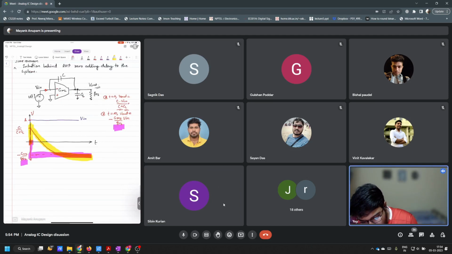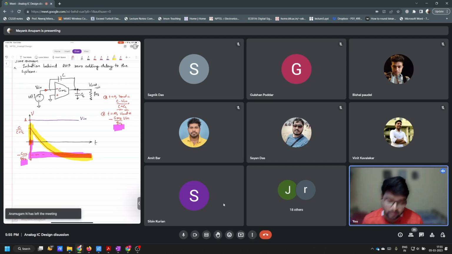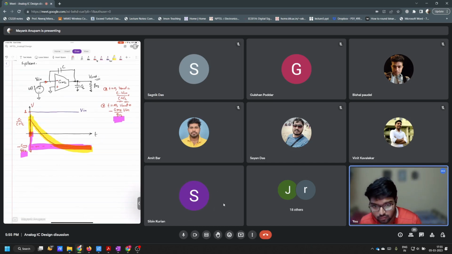You see, because of the 0, what happened? This is a right half plane 0, by the way. Because of this right half plane 0, this system actually moved in the wrong direction to where it should have gone, and then it realized that something is wrong, so it started coming back in the correct direction. So, you understood, Sibin?